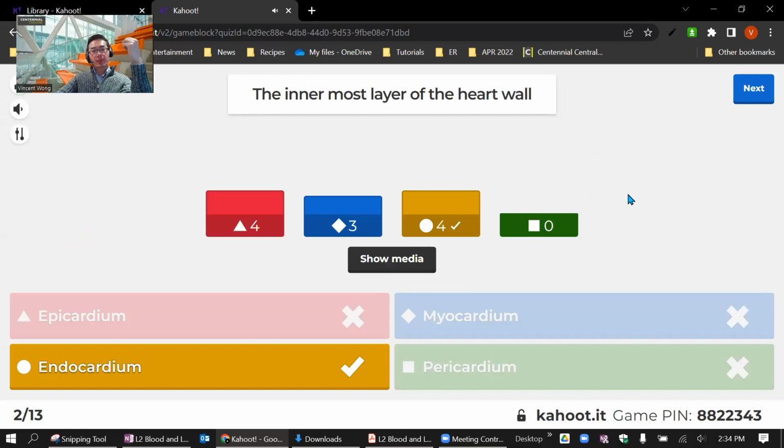The heart wall has 3 layers. The endocardium is the innermost layer that is in direct contact with the blood. The myocardium is the muscle itself. That's the thickest layer of the heart wall. And then we have the epicardium, which is the outermost layer, and that is continuous with the sac that goes around it, the pericardium. Okay, so the innermost is the endocardium.